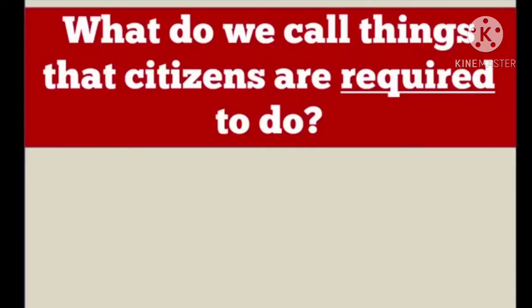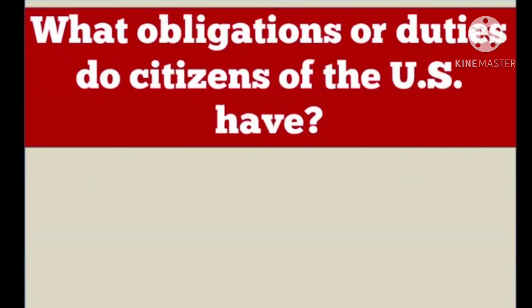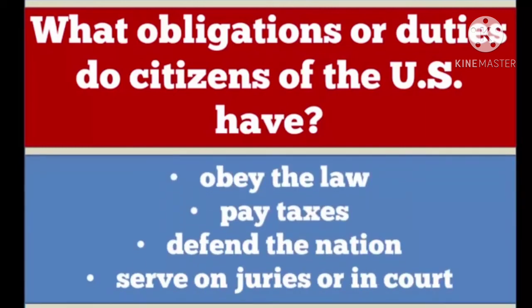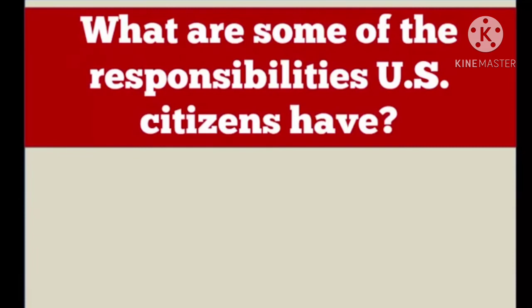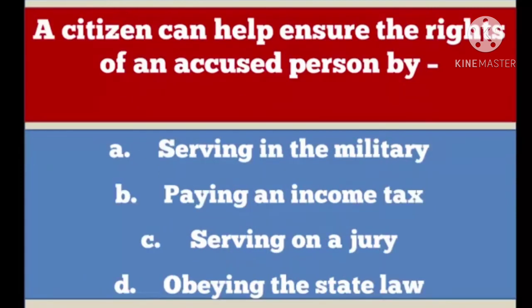So what do we call things that citizens are required to do by law? They are duties or obligations. Then what obligations or duties do citizens of the US have? To obey the law, to pay taxes, to defend the nation, serve on jury. So these things could go to any nation, Nigeria to Ghana. What are some of the responsibilities of US citizens? We can still bring it down to Nigeria here. One is to vote, to run for offices, to stay informed, to volunteer.